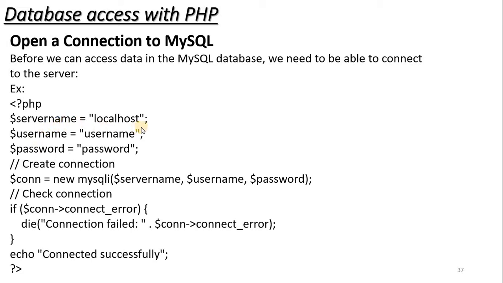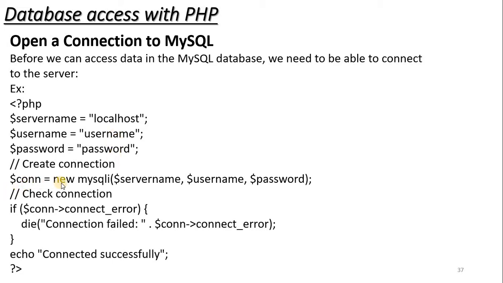Server name: suppose the database is present in your local system, then you are supposed to give localhost. Suppose it is present in some other remote system, you are going to give the IP address here. So $servername, $username and $password, these three are the variables used for storing the server name, username and also the password. Username is the username of MySQL, and the password is given at the time of installation of MySQL. Those you are supposed to give here.